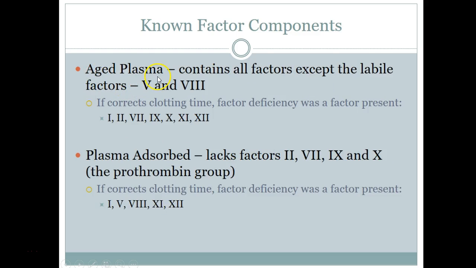Aged plasma has everything except 5 and 8. So it has 1, 2, 7, 9, 10, 11, 12. It's easier for me to remember that it's just missing 5 and 8, and has all the others. And then adsorbed plasma lacks the prothrombin group. In the introduction to hemostasis, which I did last week, we discussed the prothrombin group, and that's made of factors 2, 7, 9, and 10. Adsorbed plasma is missing this group, so it has the rest: 1, 5, 8, 11, 12. For adsorbed, I just memorize that it's missing the prothrombin group, and so I know it's the other ones that it does have.